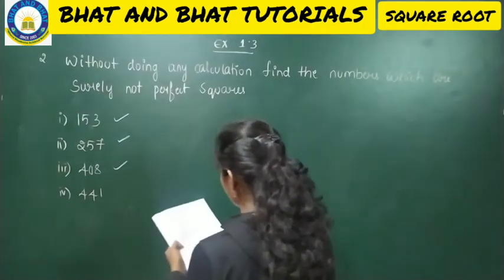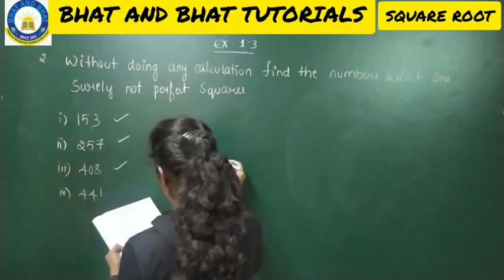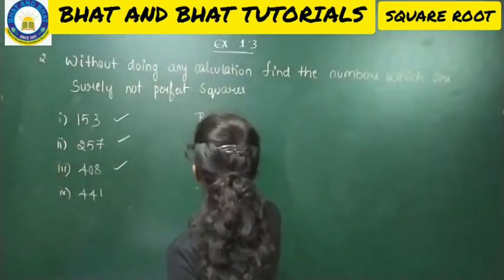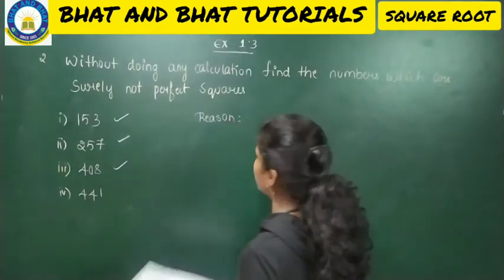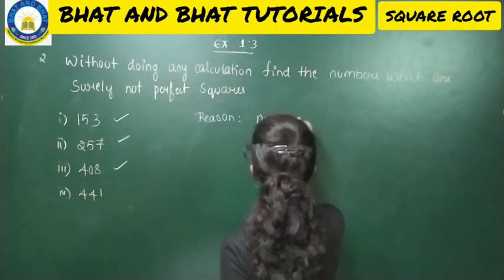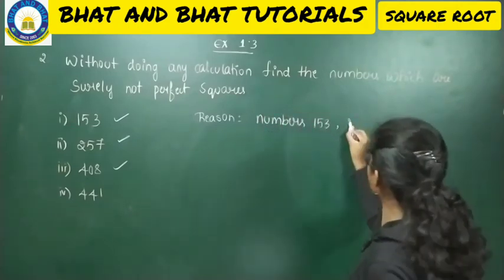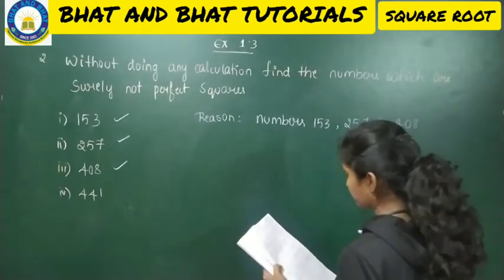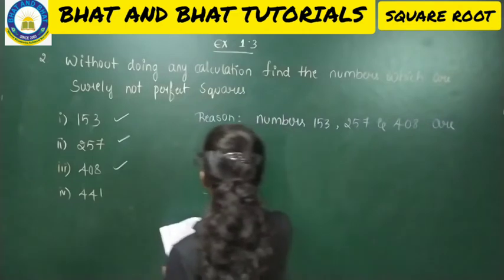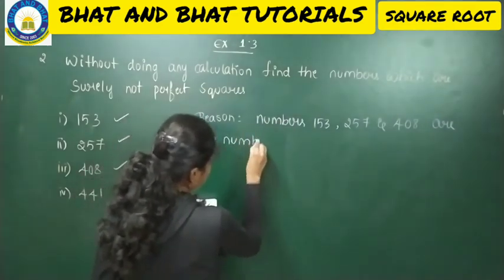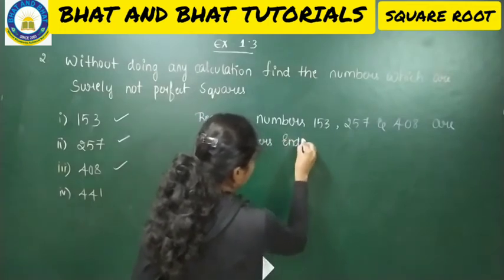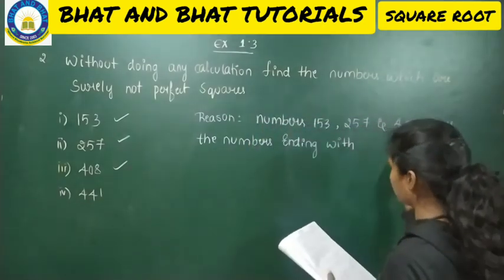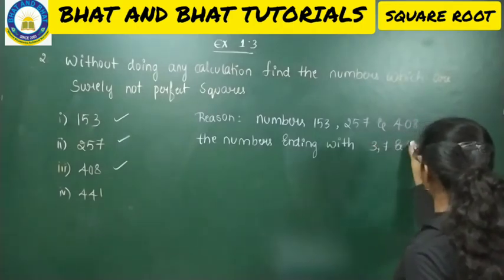Take down the reason for this now. Reasons: the numbers 153, 257 and 408 are the numbers ending with 3, 7 and 8.